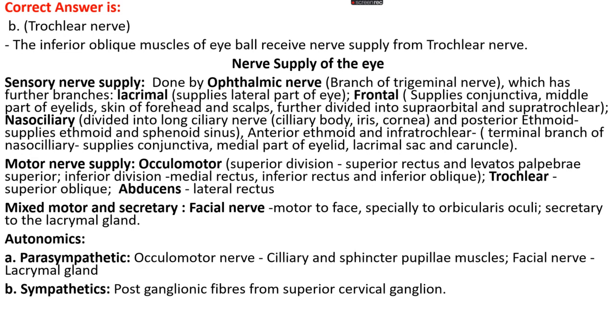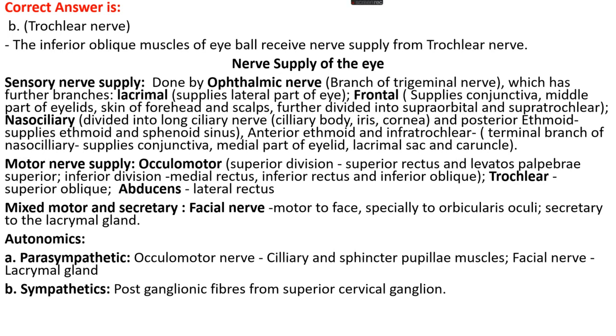Okay, let's see the nerve supply of the eye. The eye is mainly supplied by three types of nerve supply: sensory, motor, and autonomic. Sensory nerve supply is done by the ophthalmic nerve, which is a branch of the trigeminal nerve, which has further branches. That's the lacrimal nerve, which supplies the lateral part of the eye. Frontal nerve, which supplies the conjunctiva, middle part of the eyelid, and skin of the forehead and scalp, is further divided into supraorbital and supratrochlear nerves.